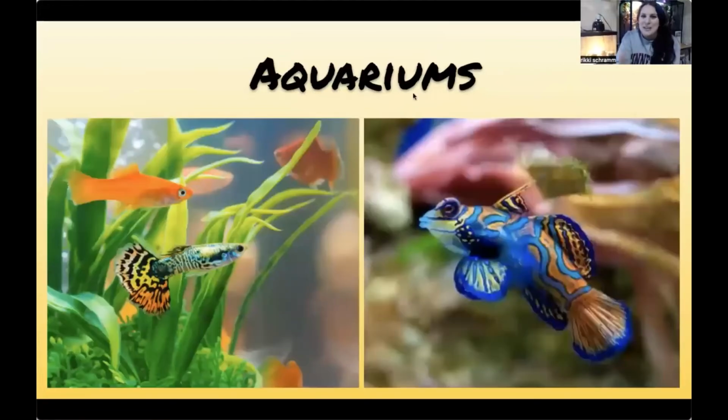We're going to talk one more thing about aquariums. So aquariums can be freshwater fish, like what you would see in a lake or a river or a pond, or it can be saltwater fish, like what you would see in the ocean. So either kind, both are water environments, so they are both aquariums.